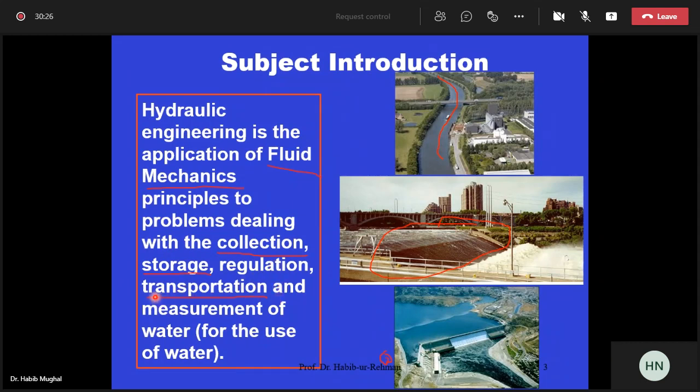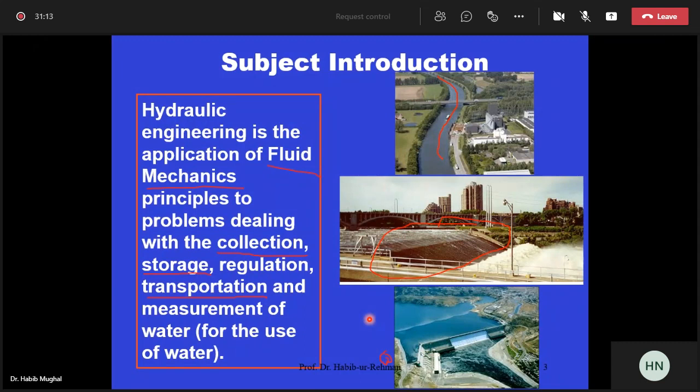And transportation: you have to move water from one place to another. For that, you may use open channels or pipelines. And measurement, because water is to be measured because it has a price. For the measurement of water, we may need rectangular notches, weirs, broad-crested weirs, etc., to measure the flow rate. All of this, which we will discuss, is called hydraulic engineering.